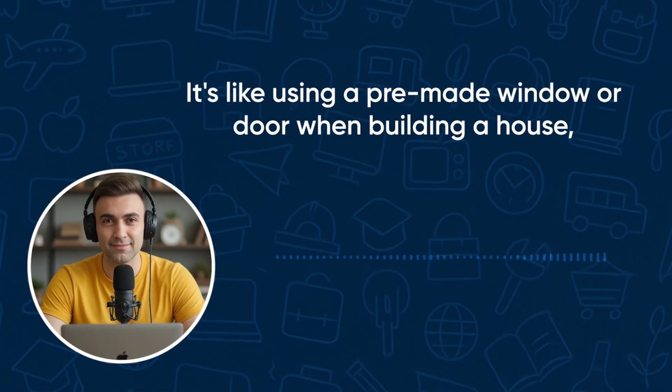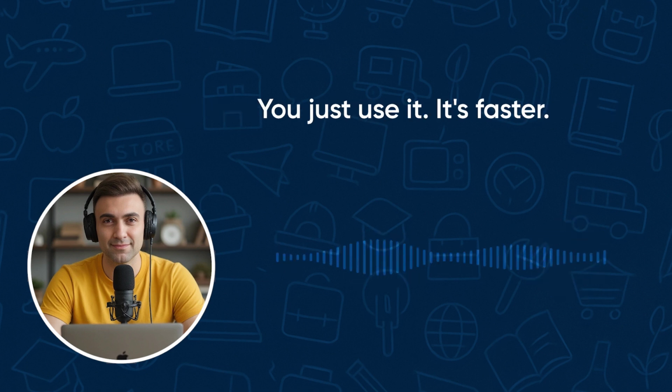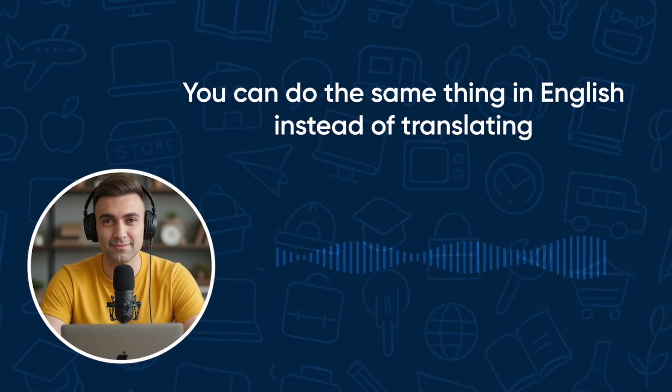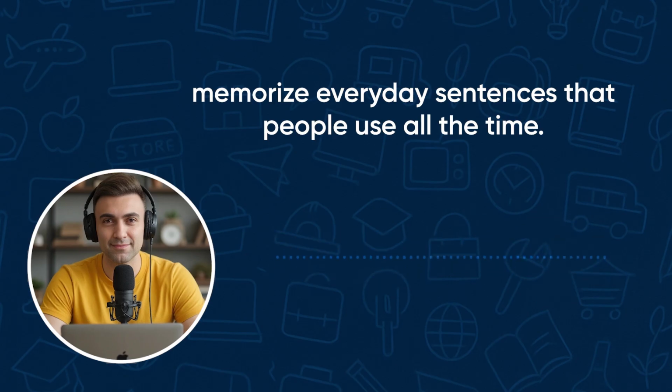It's like using a pre-made window or door when building a house. You don't build it again from scratch. You just use it. It's faster. You can do the same thing in English. Instead of translating, memorize everyday sentences that people use all the time.